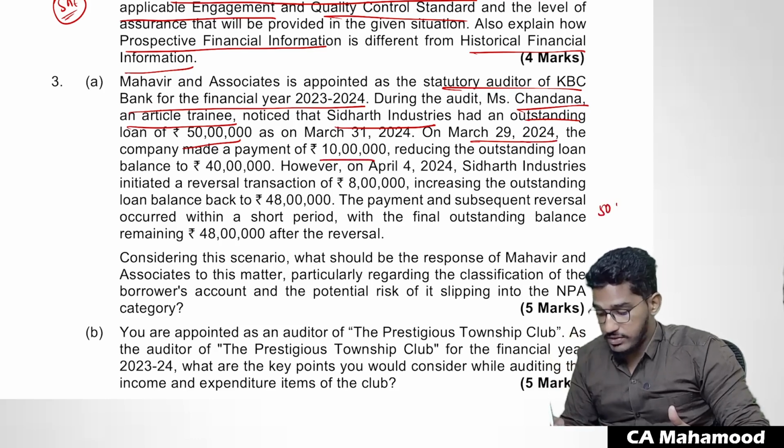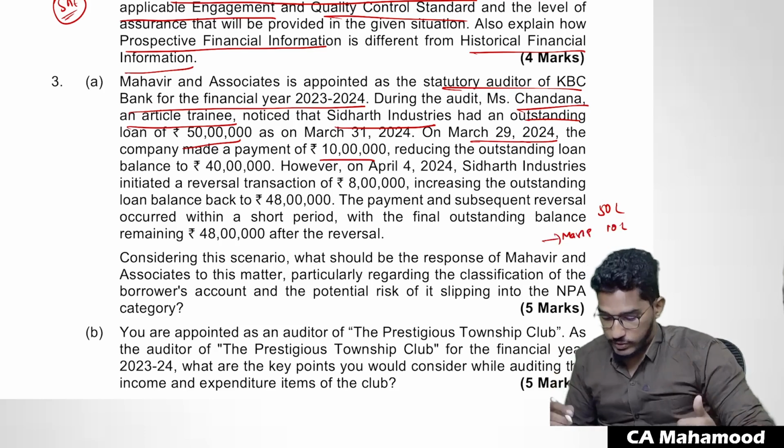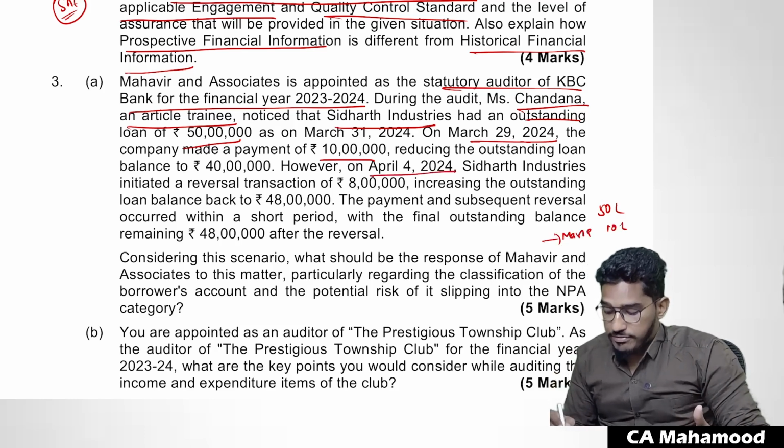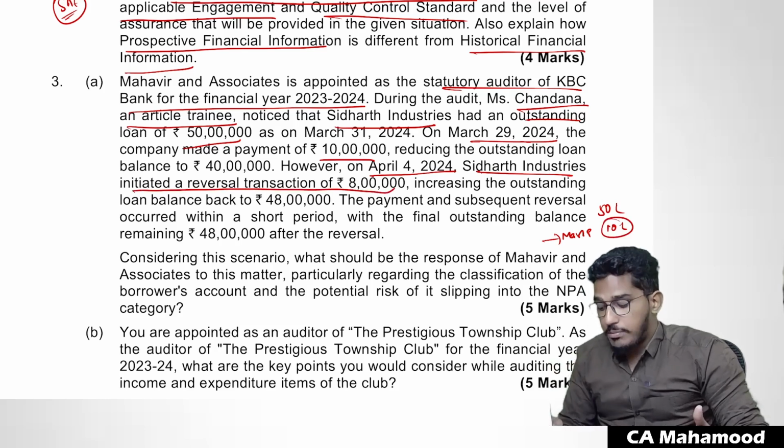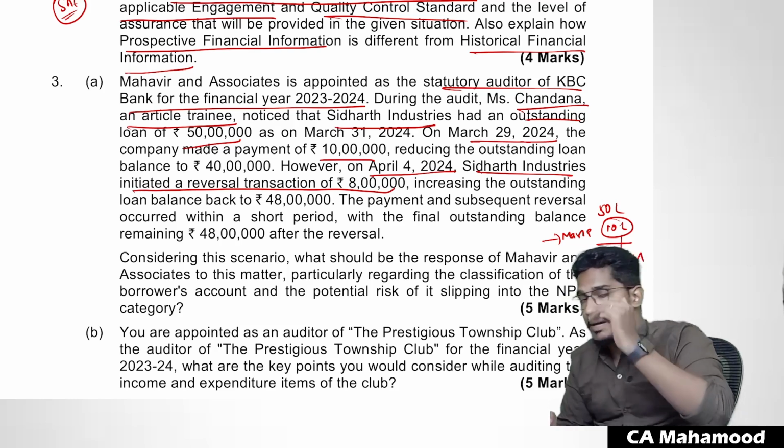So there was an outstanding balance of 50 lakh rupees, but close to the balance sheet date, on March 29, 10 lakh rupees was paid by the borrower. However, on April 4, Siddharth Industries initiated a reversal transaction. So they have made the payment, but it was found that this transaction was reversed immediately after the balance sheet date.